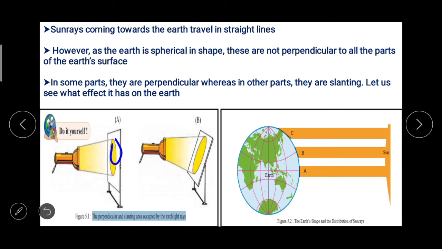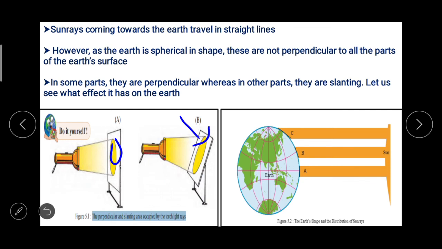Now this is all about the straight or the perpendicular rays. What about the slant rays? Slant rays occupy a larger area. Here in the figure B, in this area sunlight appears less bright and there is less heat, and hence the surface here gets less heated and the air too is less hot.